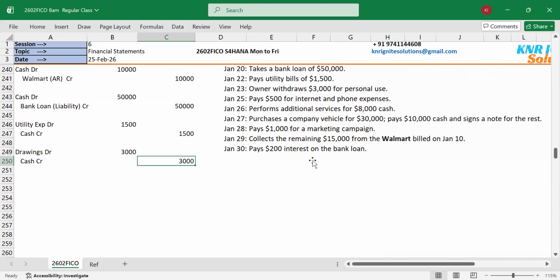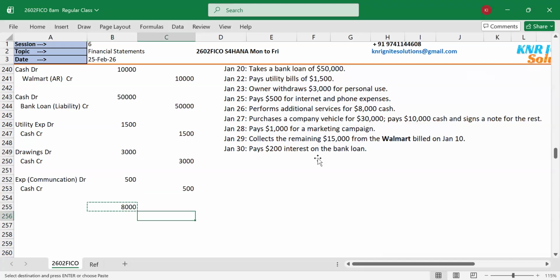Then he pays 500 for internet and phone expenses. That is just an expense account debit and cash credit. Any expense that you want to write, you can do that. If you wanted to specify, I would say communication expense. Communication expense debit and cash getting credited, as you are paying out. So this one is 500.